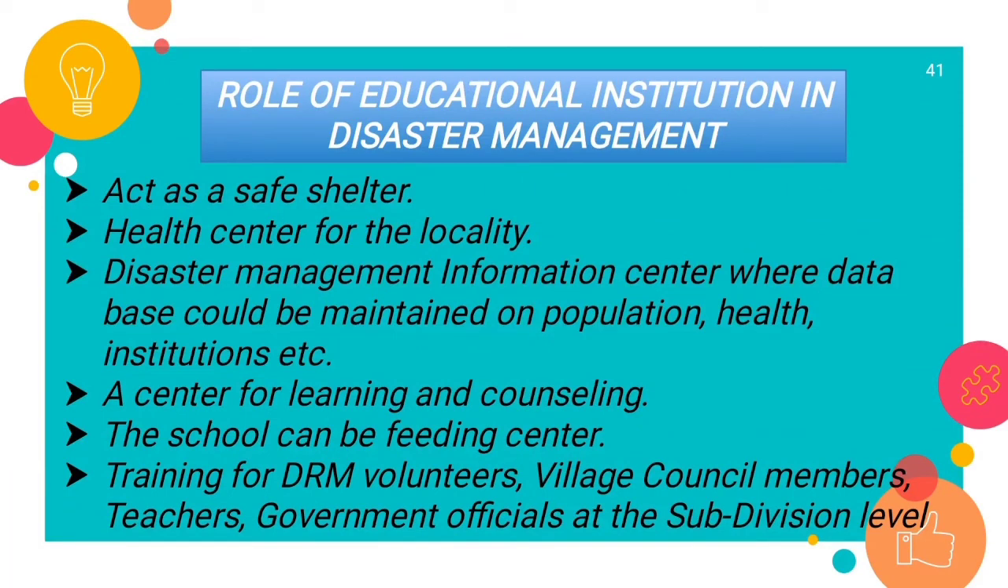Now we see the different roles at the level of education in disaster management. Role of educational institution in disaster management. Act as a safe shelter, health center for the locality, disaster management information center where a database could be maintained on population, health, institutions, etc. A center of learning and counseling. The school can be a feeding center, training for DRM volunteers, village council members, teachers, government officials at subdivision level.